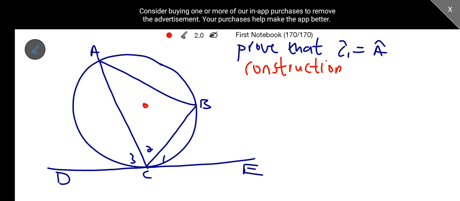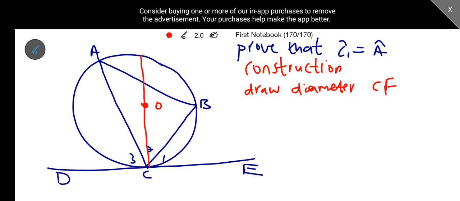Suppose you have got center O. We're going to draw diameter CF, for example. You can choose any letter you want, but we want a diameter here. That will be CF, and this will be the point F here. Then the second step is to join A and F, or A and the letter which you have chosen. So we're going to join AF here. And there it is. And suppose this will be A1 and this will be A2.